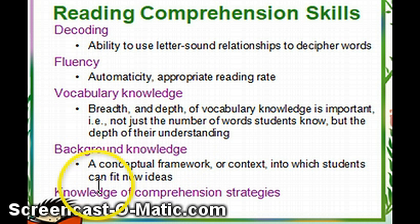Background knowledge: a conceptual framework or context into which students can fit new ideas. An important thing to know is that all the learners or students really have a lot of information. So they need to adjust what they are learning now into what they already know. So we can say it's a conceptual framework or context into which the students can fit new ideas. What they are learning now, how can they fit it into what they already know?